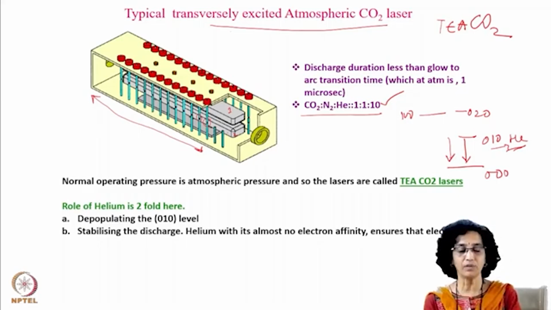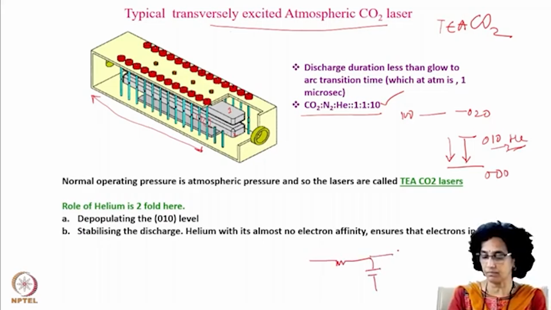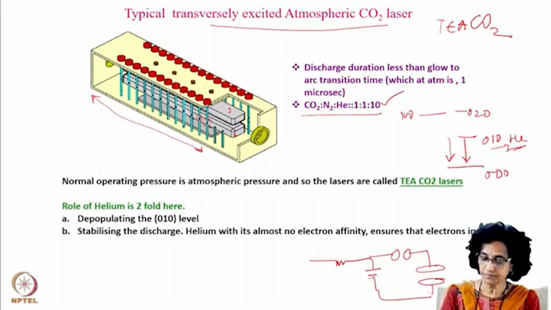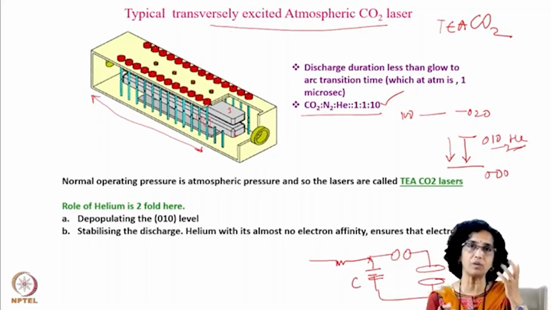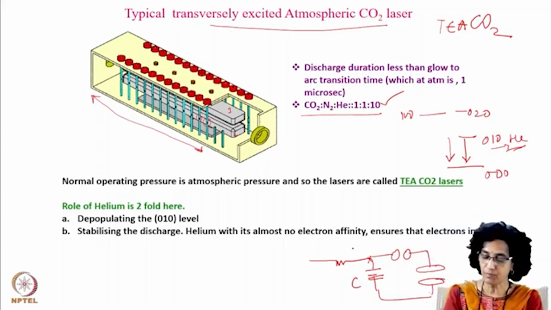One more thing that we have to keep in mind is the peak current that can go through the discharge. See, this is the laser. So this is the capacitor, and we are charging it. When I said the gap is about 1 centimeter, you require about 25 to 30 kV. So suppose this is 30 kV.